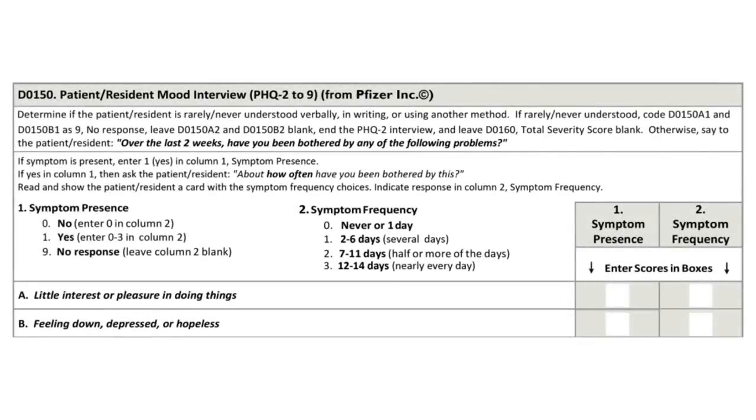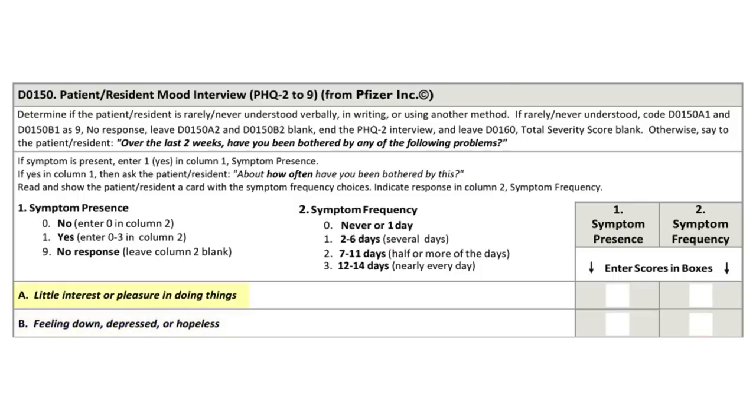Let's take a break from the scene and look at coding this part of the mood interview for Ms. Swanson. How would you code symptom presence for D0150A1, little interest or pleasure in doing things? How would you code symptom frequency for D0150A2? How would you code symptom presence for D0150B1, feeling down, depressed, or hopeless? How would you code symptom frequency for D0150B2?